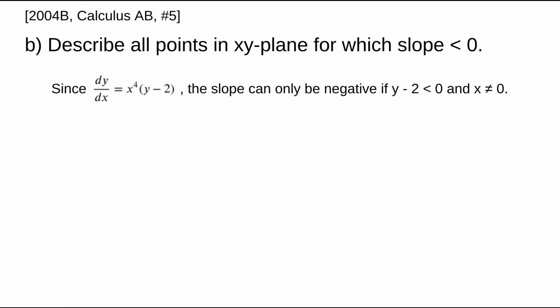If x is 0 for some value that satisfies y minus 2 less than 0, then the slope is 0, and this question is asking about the strict inequality where the slope is strictly less than 0. So we have to exclude x equals 0 here. All right, so solve the inequality: dy/dx can only be negative if y is less than 2 and x is not 0.